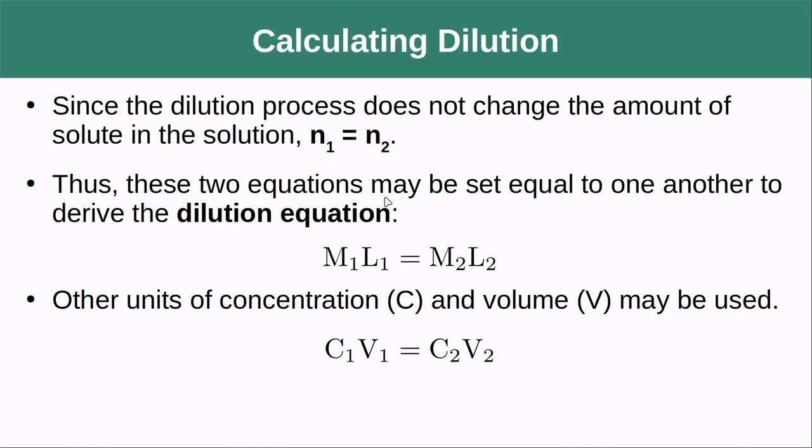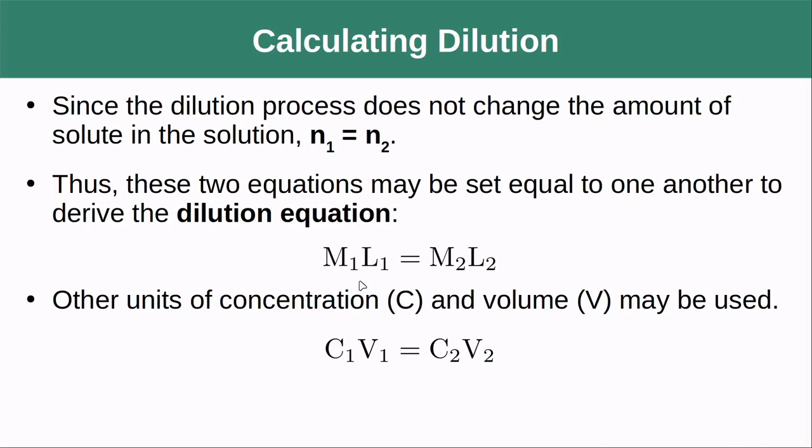which means that I can make a substitution into this equation where M1L1 is equal to M2L2. So the concentration of my initial solution times the volume of that solution that I diluted is going to equal the new concentration of the solution times the volume that I wound up with.